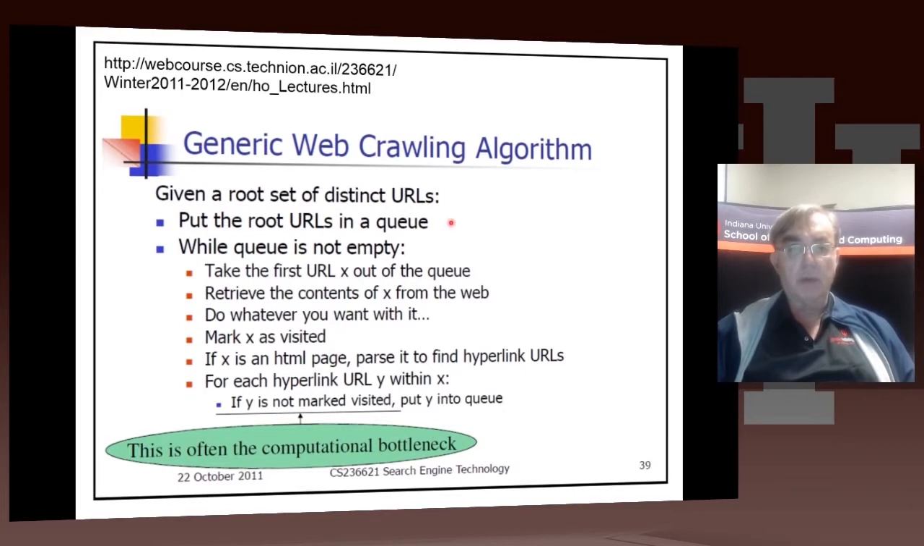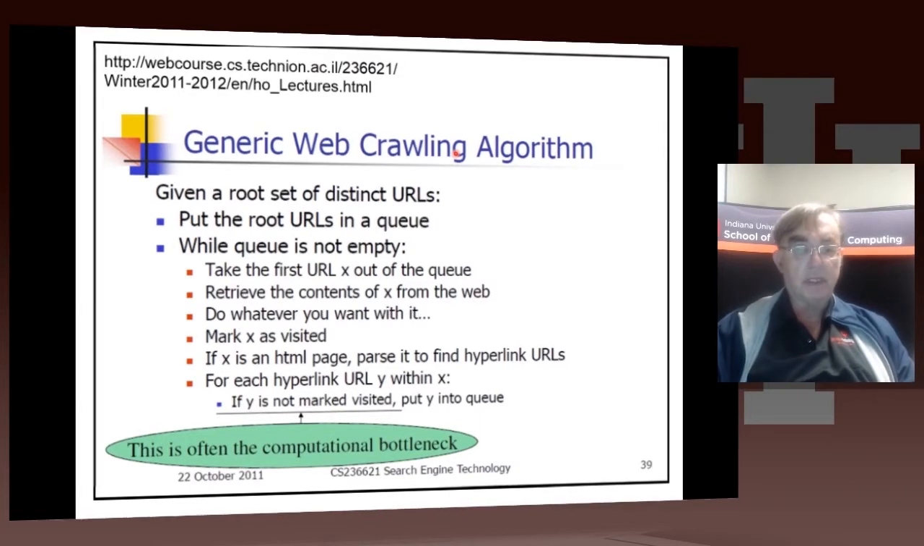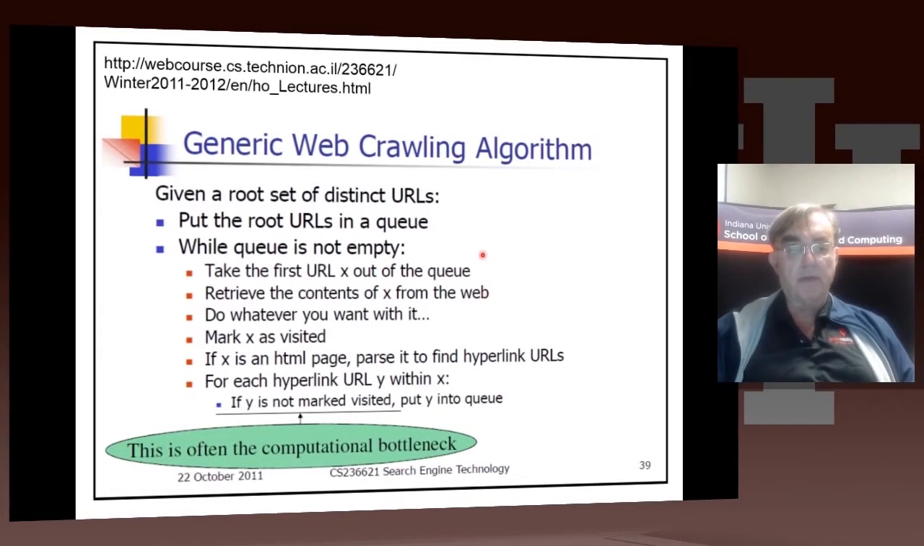And so if you take a web crawling algorithm, it starts with a set of URLs which you want to crawl. It puts those URLs in a queue, and then it goes through this algorithm forever. And actually, when this algorithm finishes, it starts again because it wants to keep everything up to date.